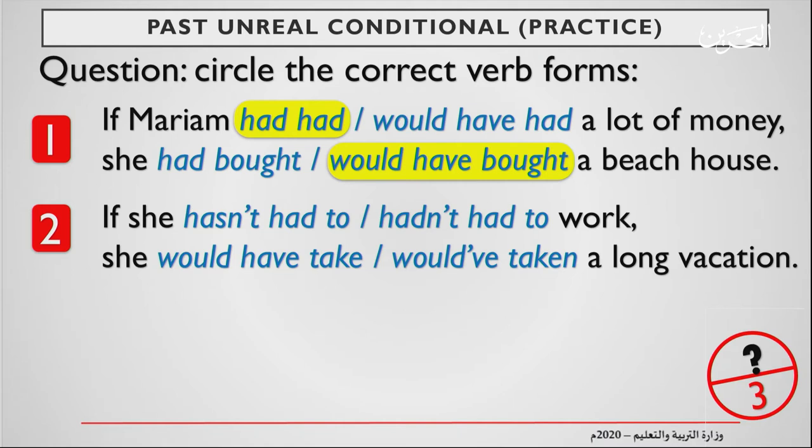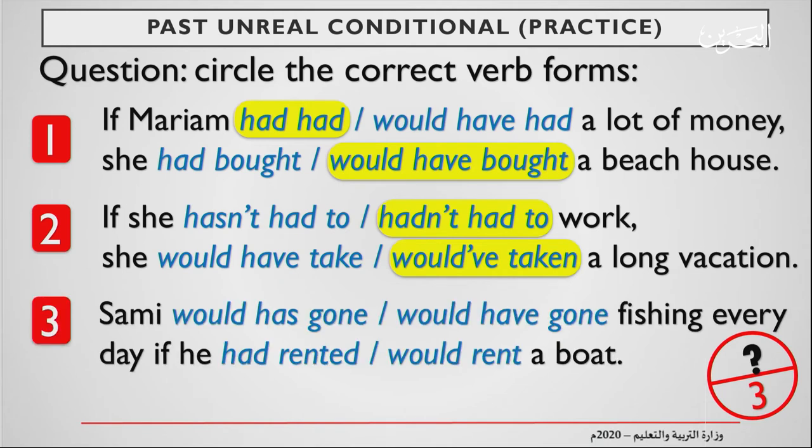Number two: if she hasn't had to or hadn't had to work, she would have take or would have taken a long vacation. 5 seconds. Let's check the model answer. If she hadn't had to work, she would have taken a long vacation. Give yourself a mark.